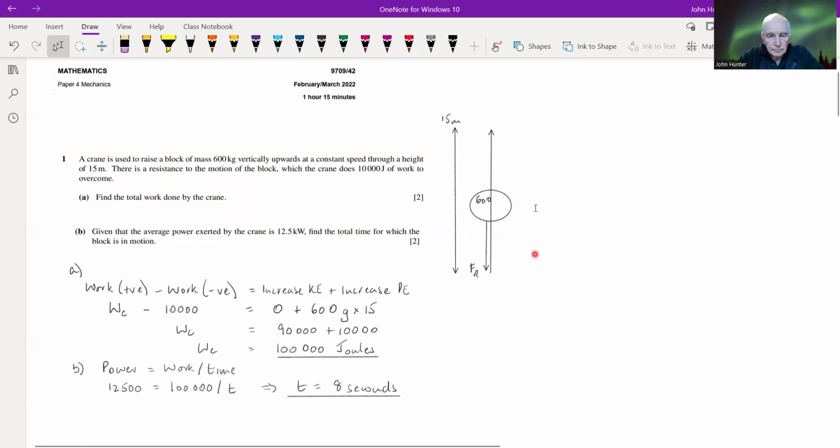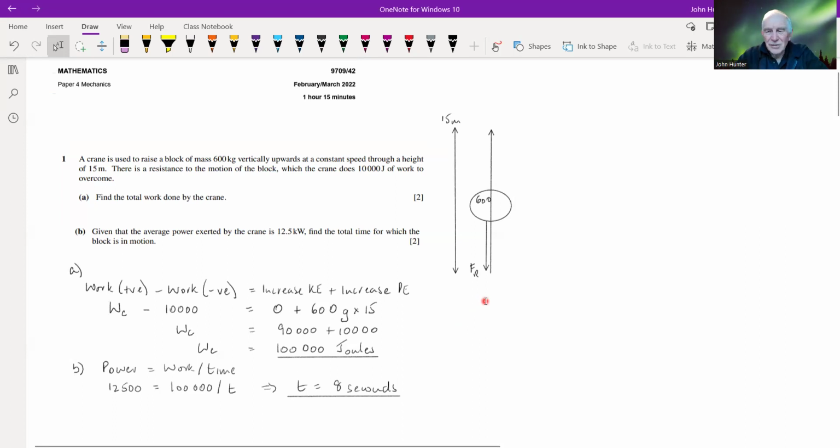Okay, the main thing really, and I can't stress this too much, is this equation here. The positive work done on a particle less the resisted work is equal to the increase in kinetic energy plus the increase in potential energy. This right hand side we refer to as mechanical energy.